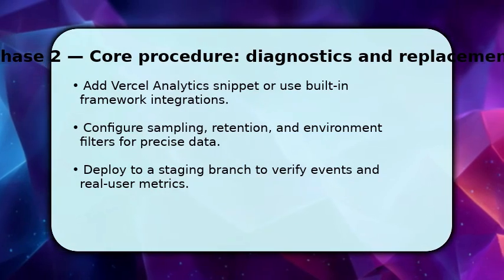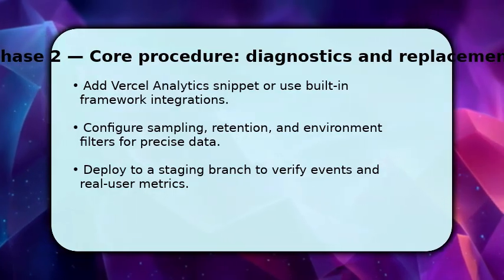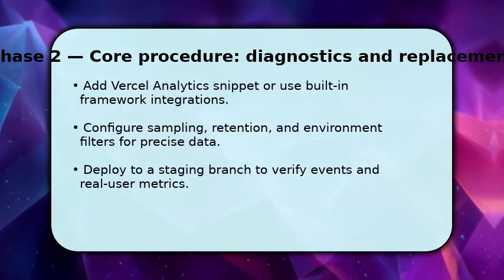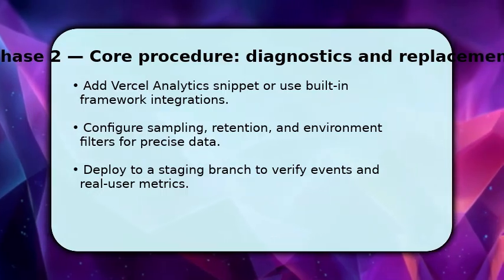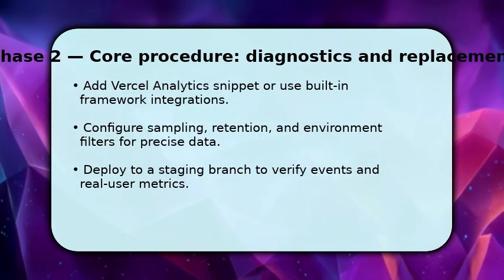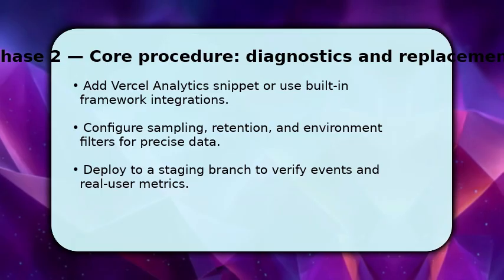Now instrument your site. Install the Vercel Analytics snippet or apply the built-in integration for Next.js, Nuxt, or other frameworks. This records real user metrics automatically. Once integrated, configure sampling rates and retention to balance cost and fidelity, and set environment filters to exclude internal traffic.